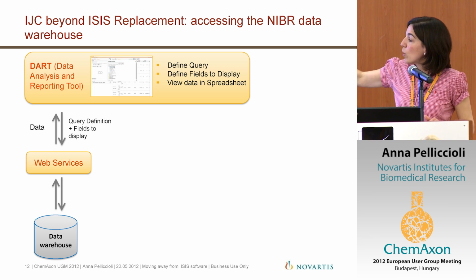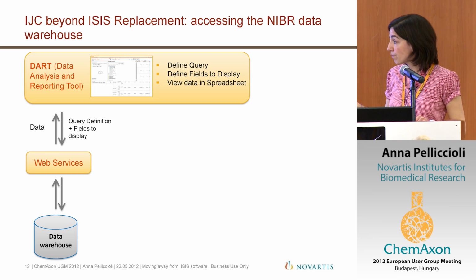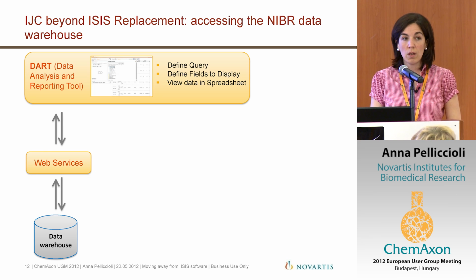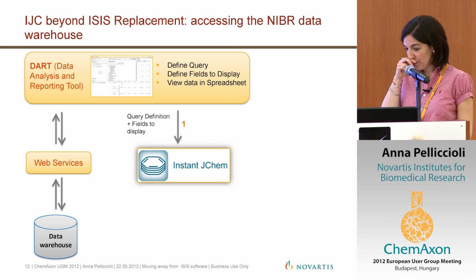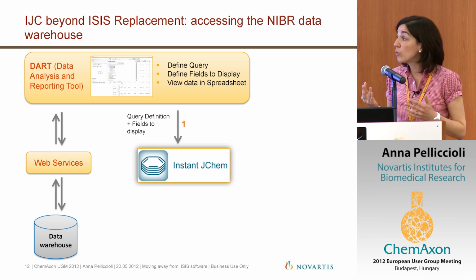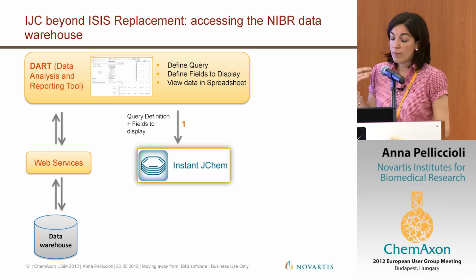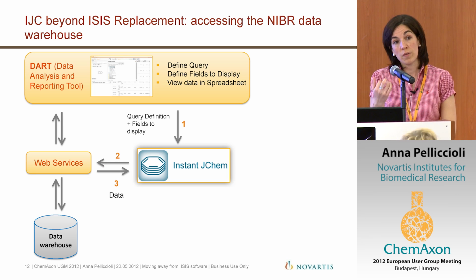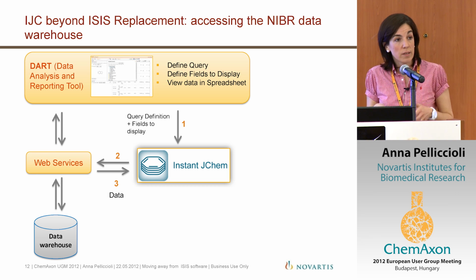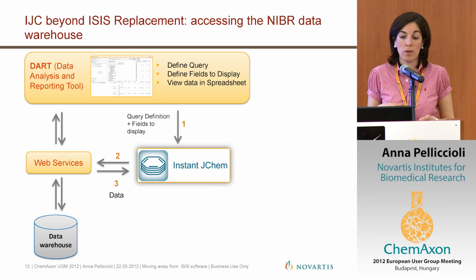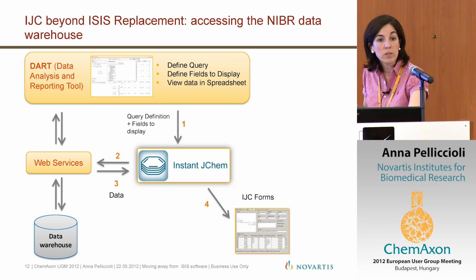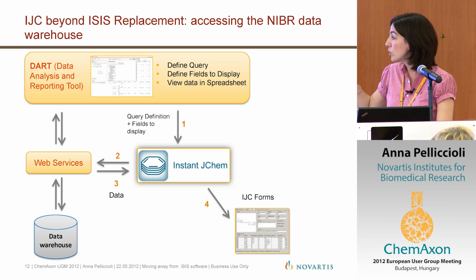Dart accesses the data warehouse through a service layer. So what we're trying to do with IJC now, and we're developing this while we're speaking, is that Instant JChem could reuse the query definition and the fields, the views defined in Dart, and with that go to the services, retrieve the data, and store them in a local Derby database. Once the data is there, then IJC works as usual. You can then make forms, and these forms can then also be refreshed. So we are going to build in a refresh mechanism too.